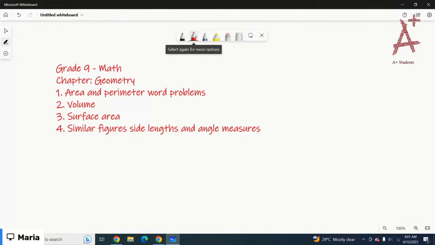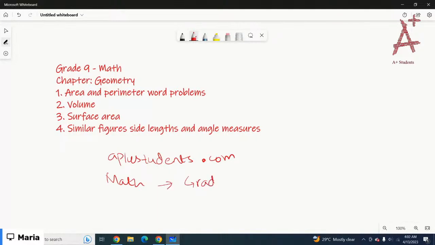You can find all the lessons on aplusstudents.com. You have to log in there using your email address and the password provided by the administrator. Then you have to select math from the subject tab. Scroll down to grade 9 maths and then click on view all lessons. There you can find the list of the chapters.